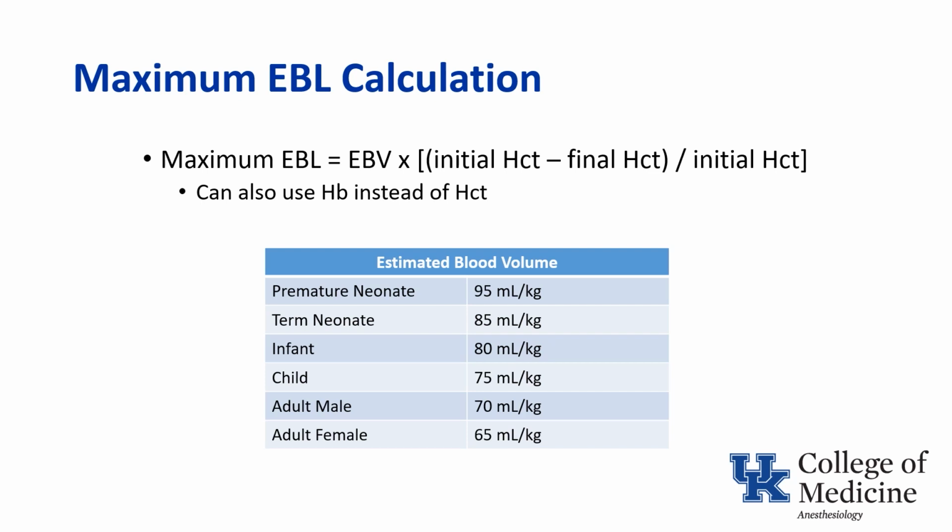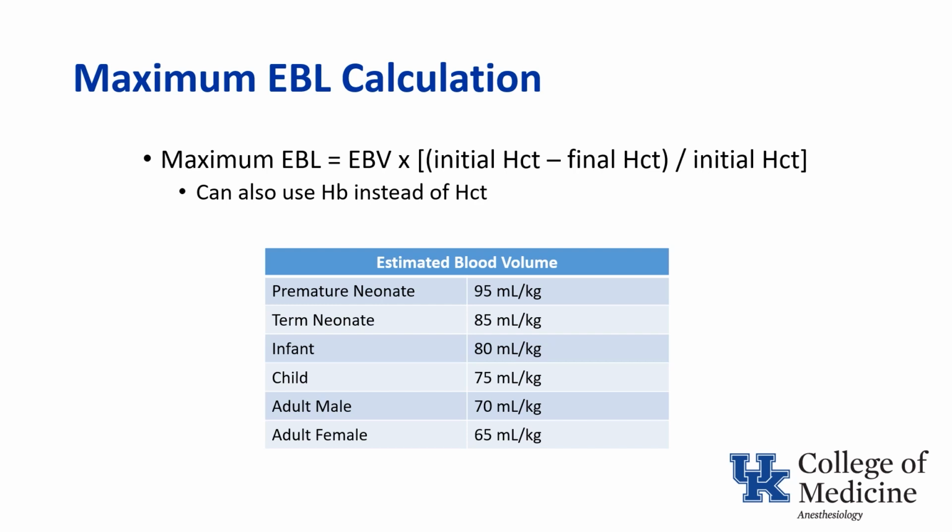Your lowest allowable hematocrit would be 21%. So 30 minus 21 is 9. 9 divided by 30 is 0.3. So you would multiply that patient's estimated blood volume times 0.3, and that would give you the maximum allowable blood loss. The table below shows the estimated blood volumes for patients depending on their age.